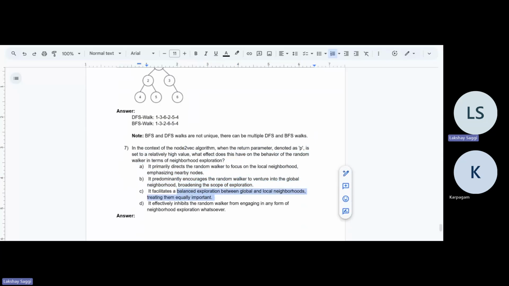The next option says it facilitates a balanced exploration between global and local neighborhood. This is not the case because you are setting P to a relatively high value, so you're exploring far away nodes. You're not balancing between global and local; you are focusing more on global. The last option says it effectively inhibits the random walker from engaging in any form of neighborhood exploration. This is definitely incorrect, that is not what P does in a random walk. So option B is correct, and this is just from what was discussed in the lecture.